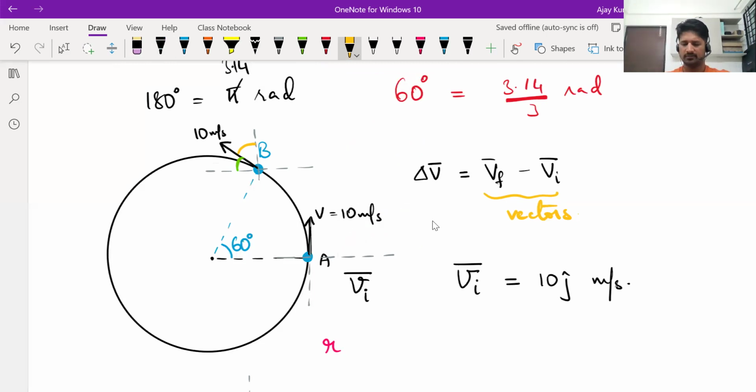Pawan, what do you say? How much is the angle with x-axis? How much is it with y-axis? Sir, x-axis 40, y-axis 60. Okay. Aishwarya, do you agree with that?